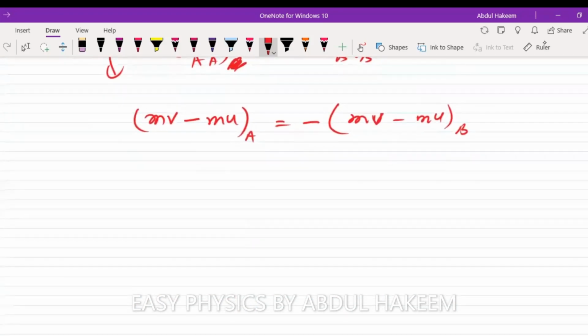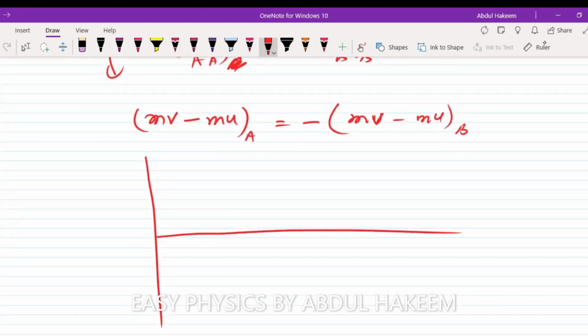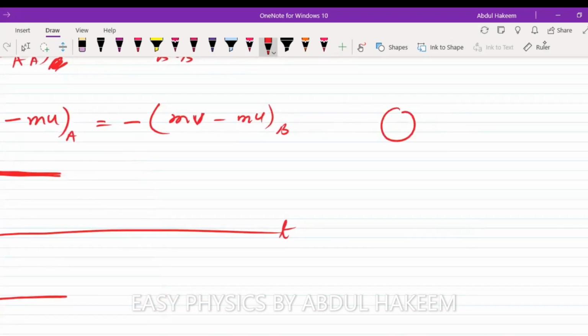Mean if a graph is plotted between momentum and time, with units Newton second, suppose this is the momentum of object A, suppose it's 7. And this is the momentum of object B, suppose it's -5. Mean both are in the opposite direction. This object A is going in this direction with 7 Newton second, and this object B is moving in this direction with -5 Newton second. And they are about to collide. Suppose this is the point of the collision.